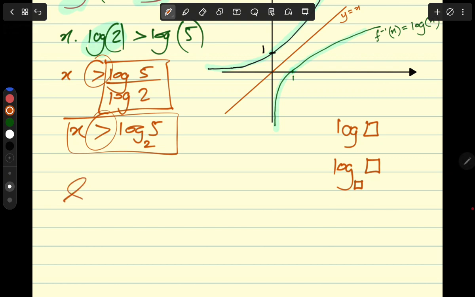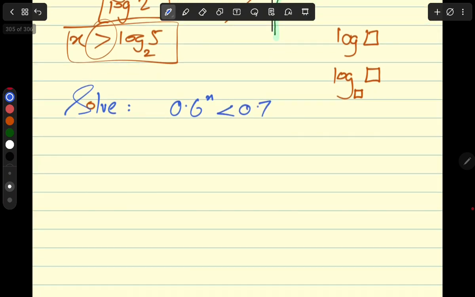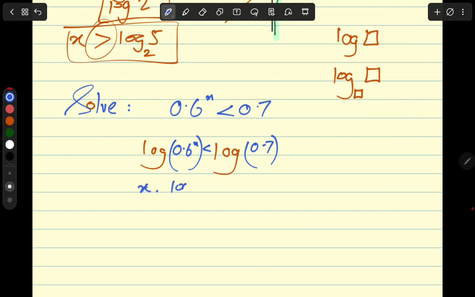Now if I ask you to solve 0.6 to the power x is less than 0.7, again take the logarithms on both the sides, so this becomes log of 0.6 to the power x is less than log of 0.7. Now apply the power rule, so this becomes x times log of 0.6 is less than log of 0.7. Now in order to isolate x, I need to divide both the sides by log of 0.6, but I must ask myself first whether log of 0.6 is going to produce a positive or a negative number.